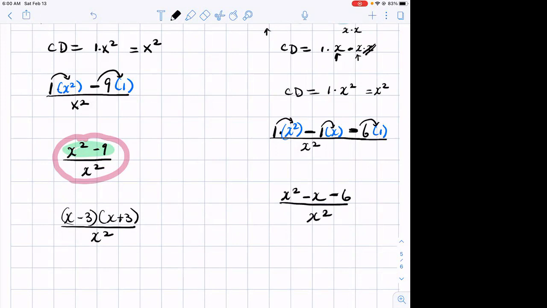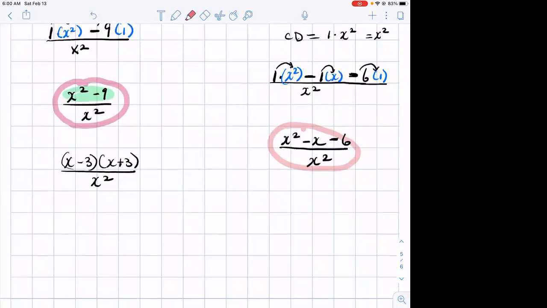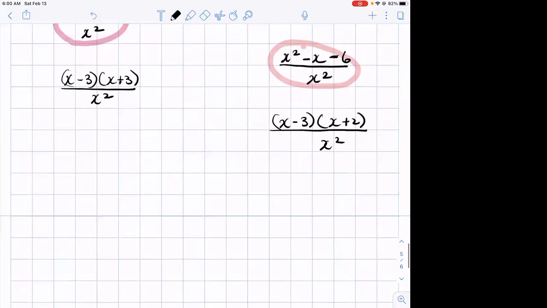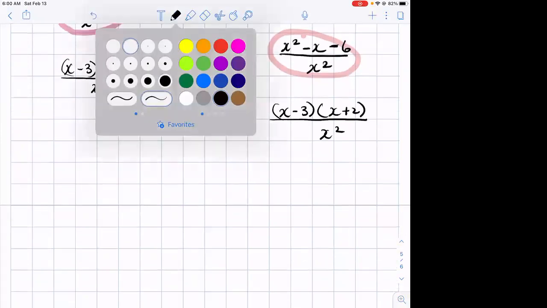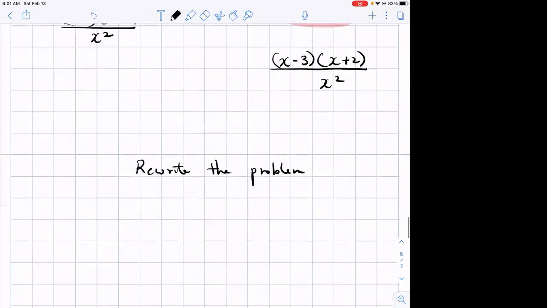Now, like I said, if I was just adding or subtracting, I would leave that as the answer. But because I know I have to divide, I'm going to factor the top. So by factoring the top, I get x minus 3 times x plus 2 over x squared. Now I can rewrite the problem using the division symbol.